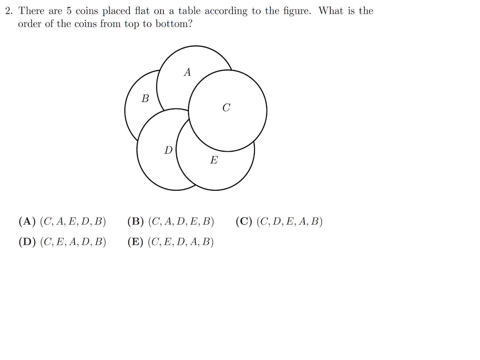There are 5 coins placed flat on a table according to the figure. What is the order of the coins from top to bottom? Okay, obviously C has got to be the top one, and then going down, I guess, the next one down is E, then D, then A, and then the very bottom one is B. So C, E, D, A, B, and that would be choice E for number 2.